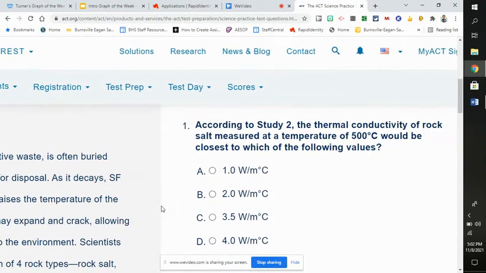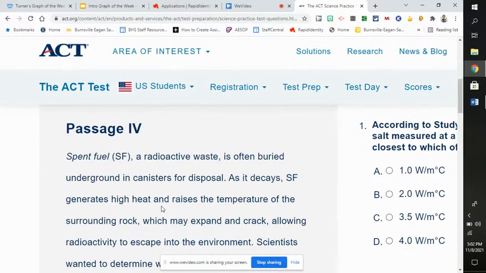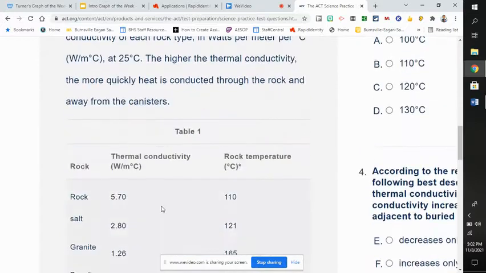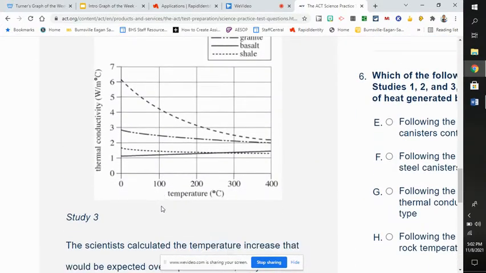According to study 2, the thermal conductivity of rock salt measured at a temperature of 500 degrees Celsius would be closest to what? Going back to the graph. Now you'll see the temperature goes 0, 100, 200, 300, 400. So you have to, it's called extrapolate, right? You have to bring the data further out. So you have to look at what's happening to the data. Well, it started off here at about 6, 5, 4, 3, and does it ever really get to 2? It's kind of leveling off, isn't it?